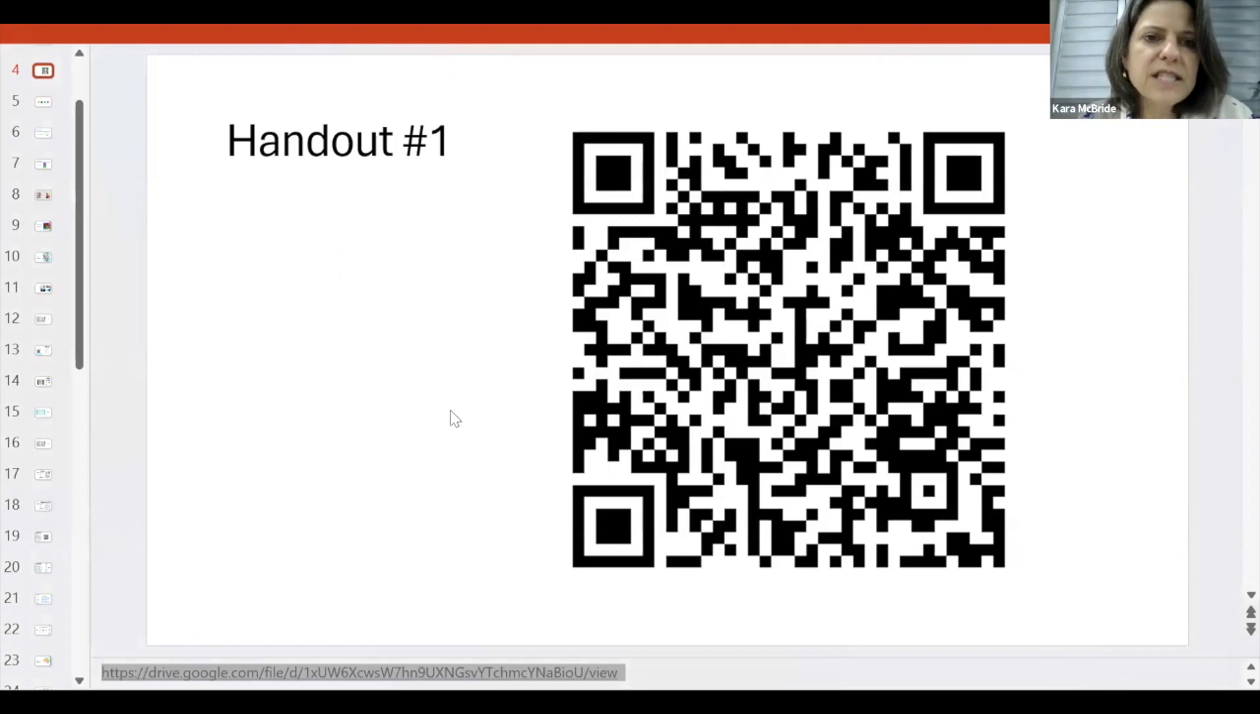This is a handout that has the adult learning principles, and that's what we're going to talk about the next few minutes. I'm going to explain these for a few minutes, and then you'll have some time for another breakout room and then more discussion as a group.